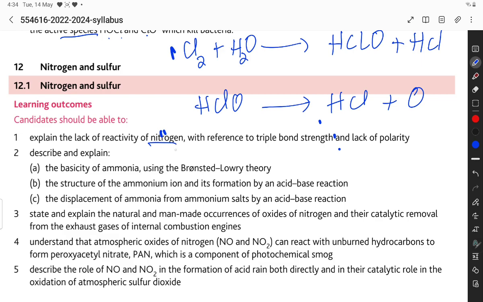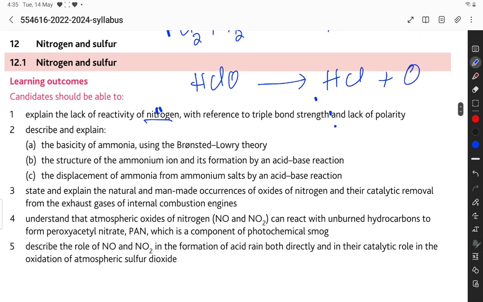Lack of reactivity of nitrogen is due to the presence of a triple bond, which is very strong, so there is high activation energy. Also, nitrogen is non-polar, so high energy is required to break the nitrogen molecule.